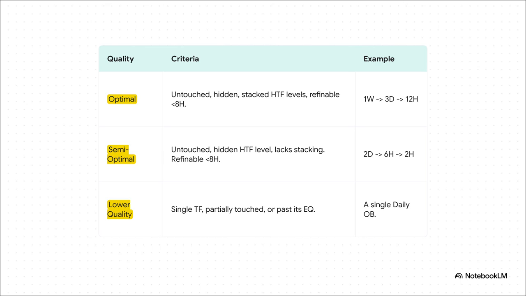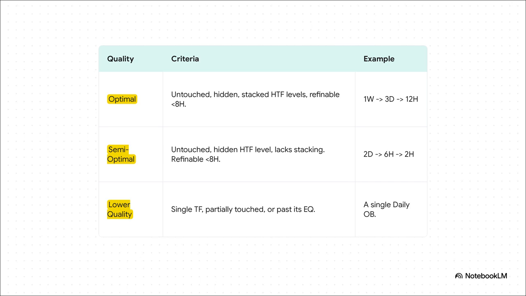Here's what that hierarchy looks like in action. At the very top, you have your optimal levels. These are the best of the best. Untouched, hidden, high time frame blocks that are confirmed across multiple stacked time frames. Just below that, you have semi-optimal levels. These are still really strong, but maybe they're missing that extra layer of confirmation from other time frames.